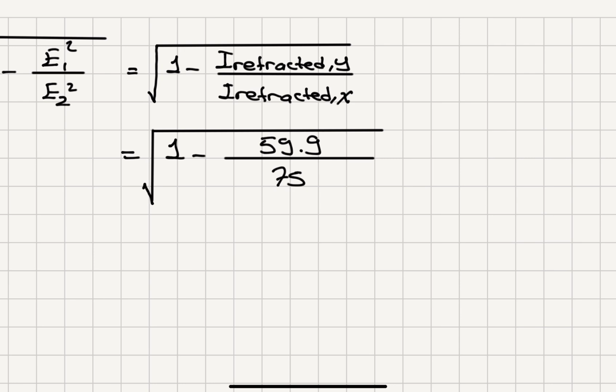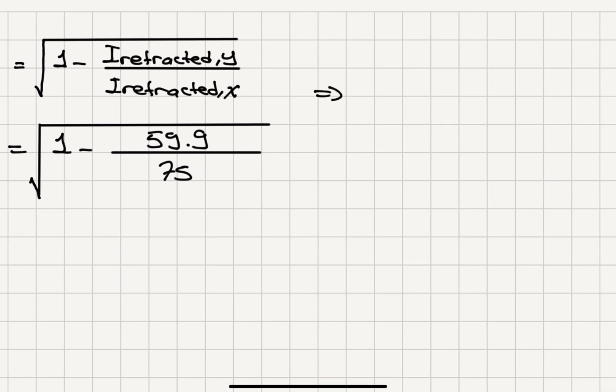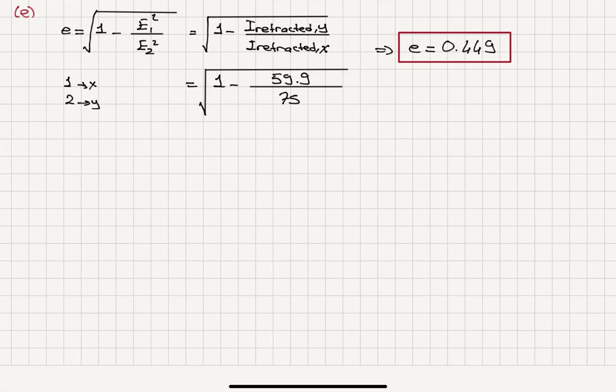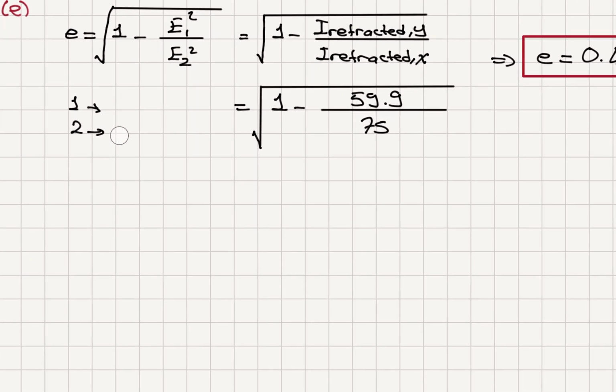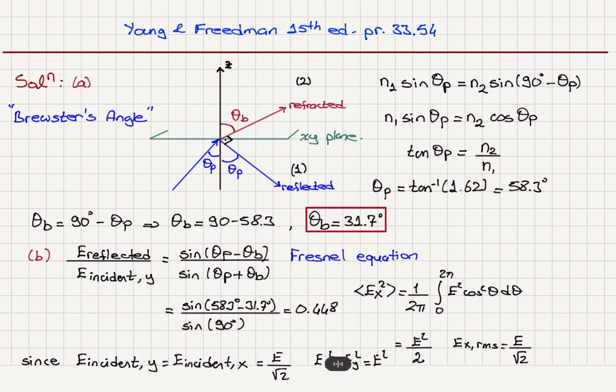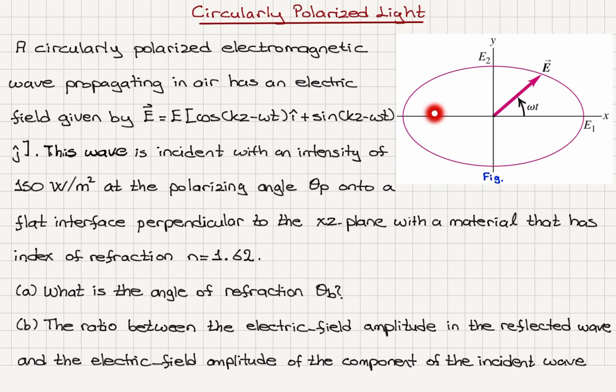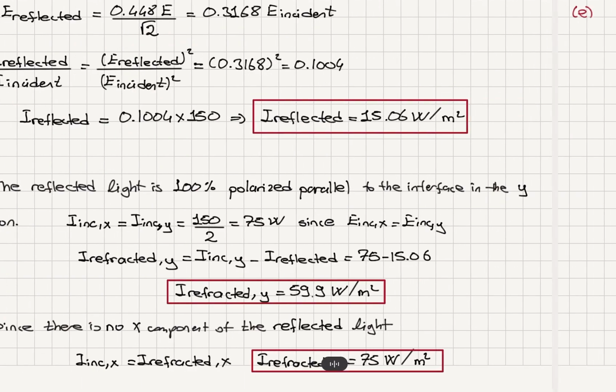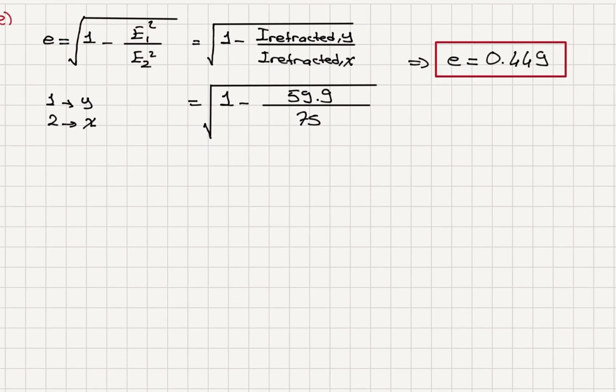So this will give me an eccentricity equal to 0.449. Okay, so here, basically, I have associated 1 with the y component and 2 with the x component of the refracted beam. So that is not consistent with this drawing here. But that's what we need to do in order to have a positive quantity for the eccentricity. So that's what I have figured out.